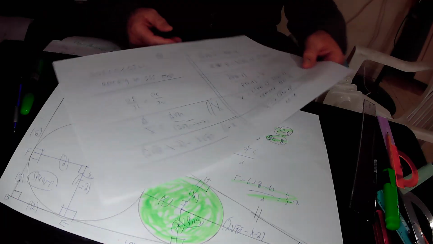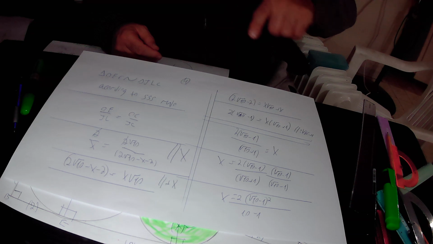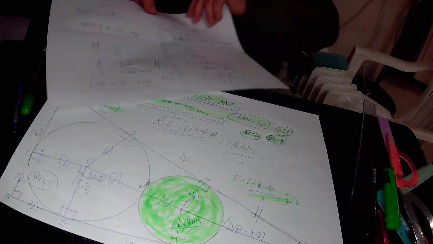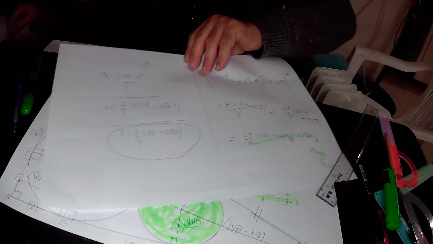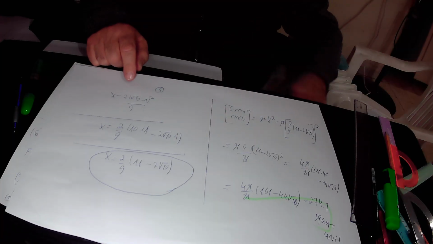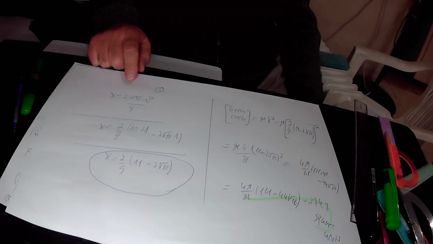So here we have square root of 10 minus 1 times square root of 10 minus 1, that is actually square root of 10 minus 1 squared. So we found out that x equals square root of 10 minus 1 squared over 9.